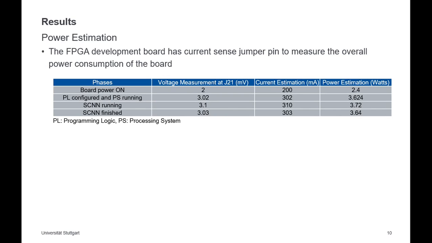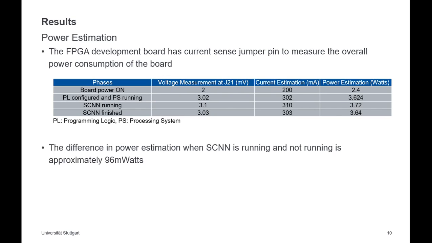Power measurement was made when the board was powered on, programming logic configured with the stochastic convolution neural network, and the processing system is running. Then, stochastic convolution is running and doing the classification task. Then, the stochastic convolution neural network finished the operation. From the table, it is clear that the power difference when the stochastic convolution neural network is running and not running is approximately 96 milliwatts.